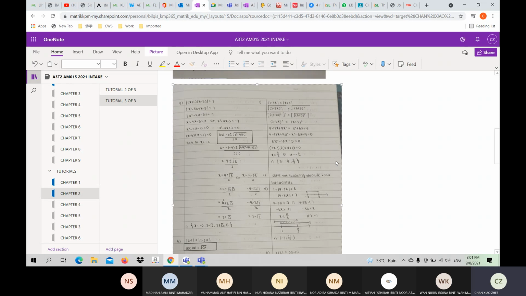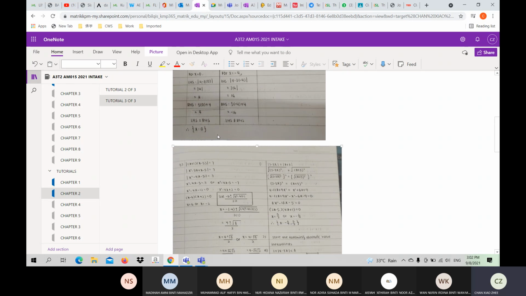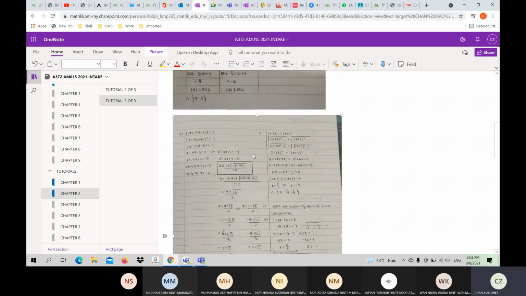Sekarang soalan G. Absolute x plus 1 multiplied by x minus 5 equals to 7. So, kena solvekan x plus 1 times x minus 5 dulu. Akan jadi x square minus 5x plus x minus 5. Next, x square minus 4x minus 5 equals to 7. Kalau sudah dapat ini, absolute x square minus 4x minus 5 equals to 7, the next step will be same just like previous questions. One is equals to positive 7, the other one will be equals to -7.